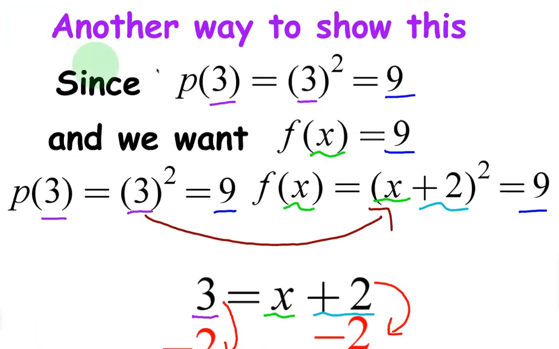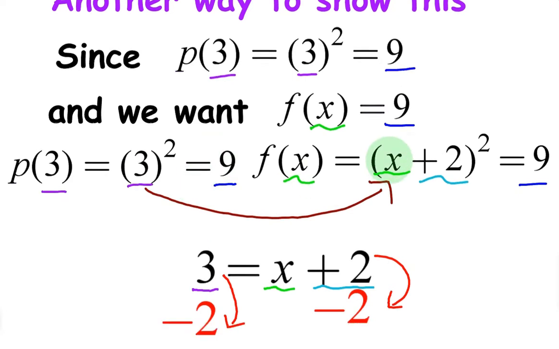Another way to show this is that since p of 3 is equal to 3 squared, which is 9, what if I wanted to look at this like an algebra problem, which is what we're actually getting at? I'm going to take my original x value 3 that gave me 9 back. I'm going to set that equal to my new transformed function's x plus 2, which is inside of the squared. So in other words, if 3 is equal to x plus 2, if I can solve for an x value here, that will ensure that I get the same y value back of 9. So I'm going to set 3 equal to x plus 2.